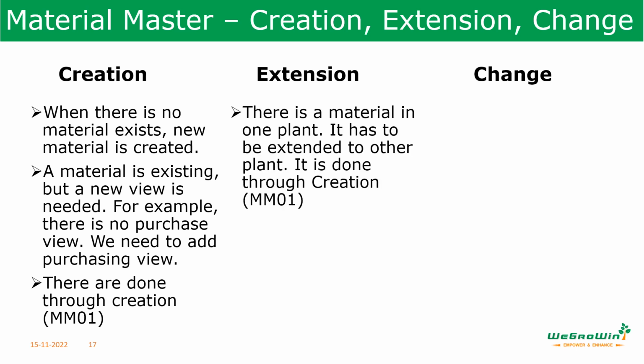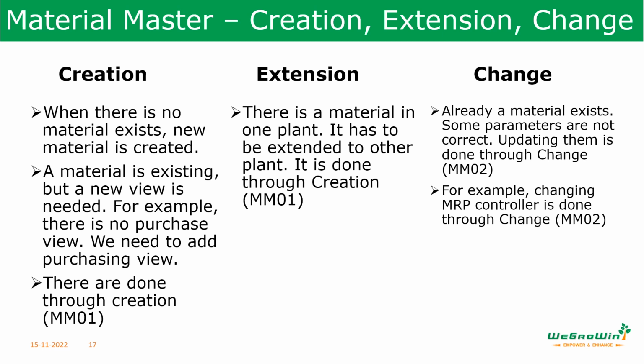Extension means there is a material in one plant which I want to extend to another plant. For example, there is plant 1700 and I want to extend the material to 1710, another plant. Then I use extension, but that is also done through transaction MM01. Then change is when I have a material already there, but I want to change some parameters. For example, procurement type is not there, plant delivery lead time I have to correct, or MRP controller I have to change. These things I do with transaction MM02. So please understand these differences: what is creation, what is extension, what is change.